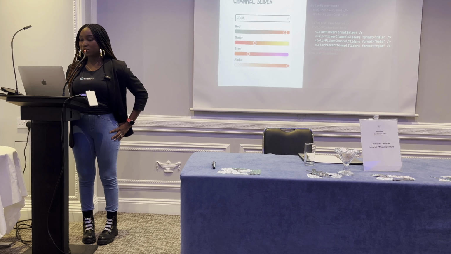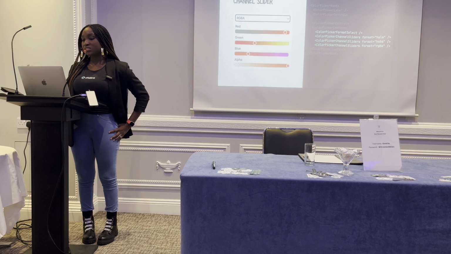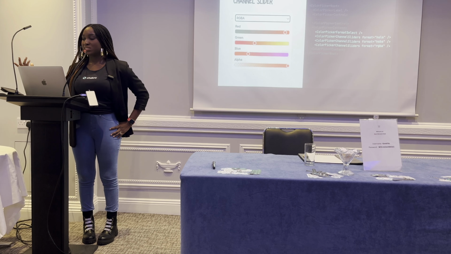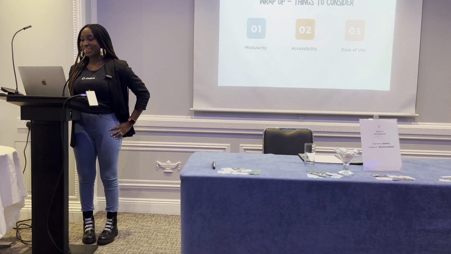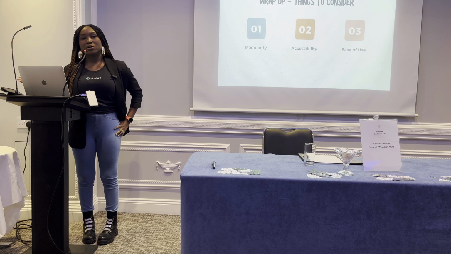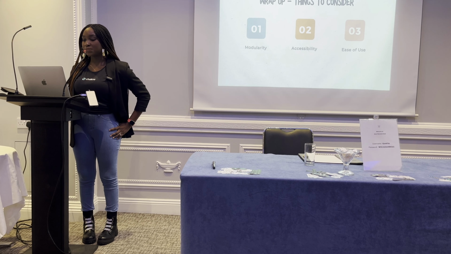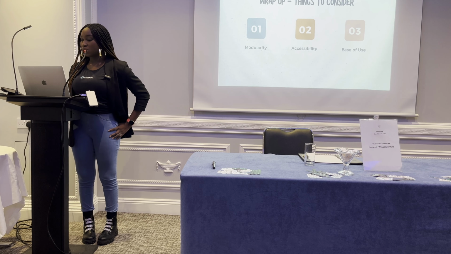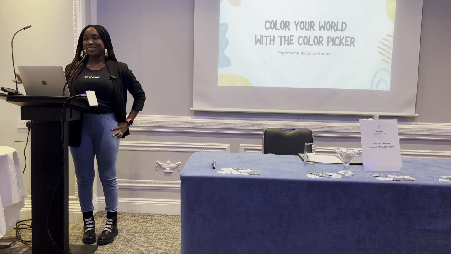And finally, you're able to give users the ability to pick different color channel sliders. For example, the RGBA format, the HSLA format, or the HSB, which is hue, saturation, brightness, and alpha. So to wrap things up, when thinking about a color picker, think about the modularity. How modular is it? How composable are the parts? Think about accessibility and think about the ease of use. So go ahead and explore the color picker.